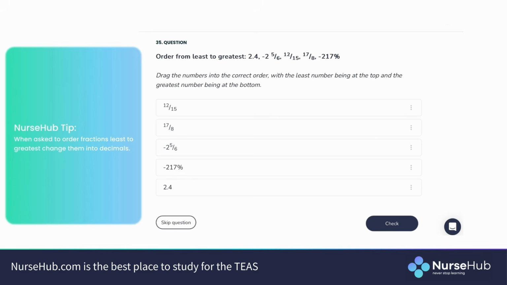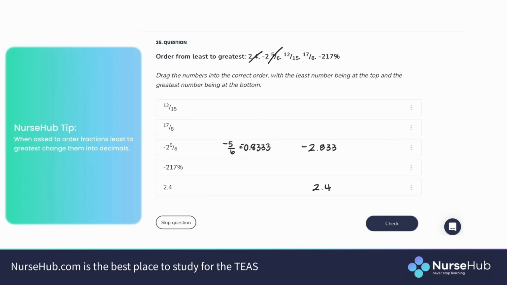Negative 2 5/6, we are just going to do, and we can actually do it right next to it. Why not? We can just take negative 5 divided by 6 and add 2 to it. So 5 divided by 6 was 0.833. We put a negative, so we just put a negative 2 on it, negative 2.833.